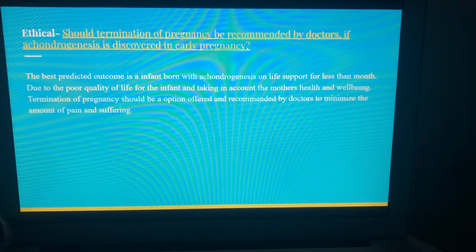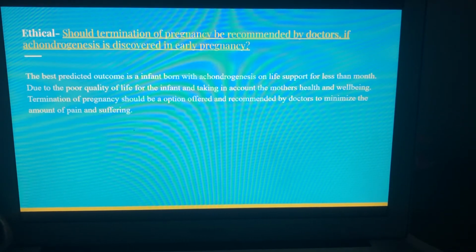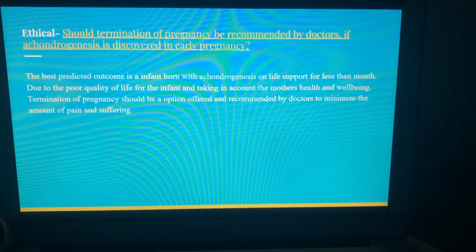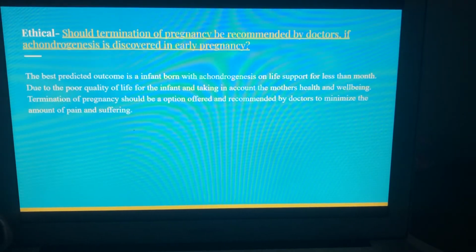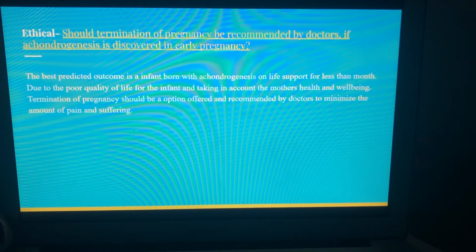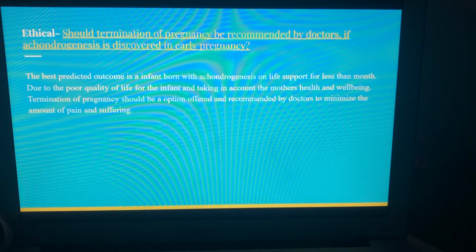So, an ethical question that goes along with any discussion of achondrogenesis is, should termination of pregnancy be recommended by doctors if achondrogenesis is discovered in early pregnancy? From my point of view, the best predicted outcome is an infant born with achondrogenesis on life support for less than a month. Due to this very poor quality of life for the infant, and taking into account the mother's health and well-being as well, termination of pregnancy should be an option offered and recommended by doctors to minimize the amount of pain and suffering. So this would go along with palliative care.